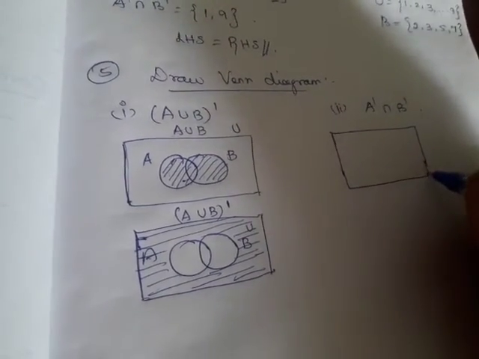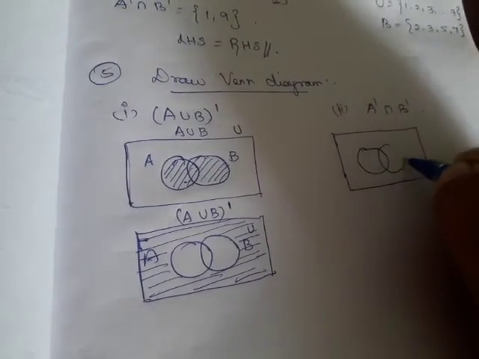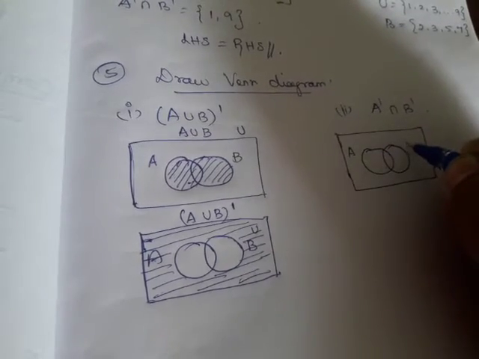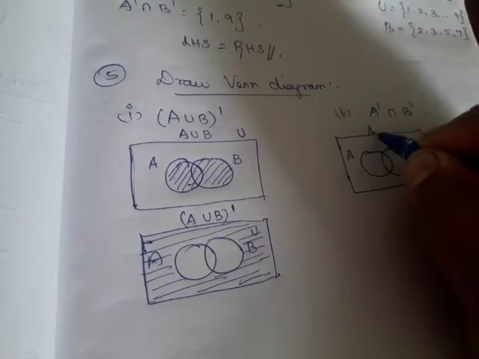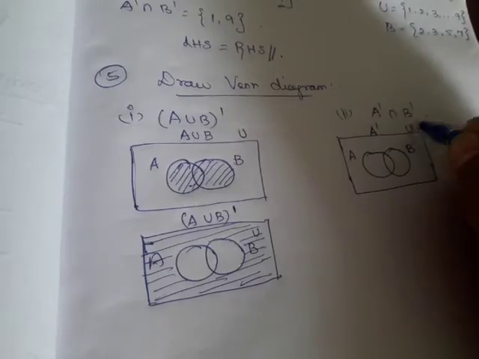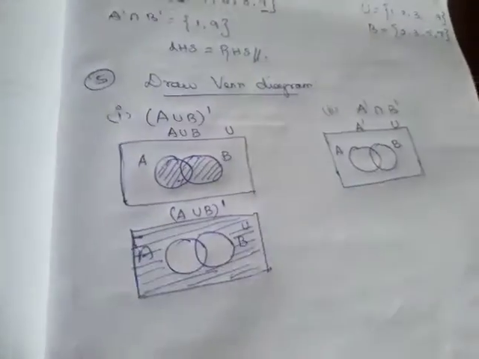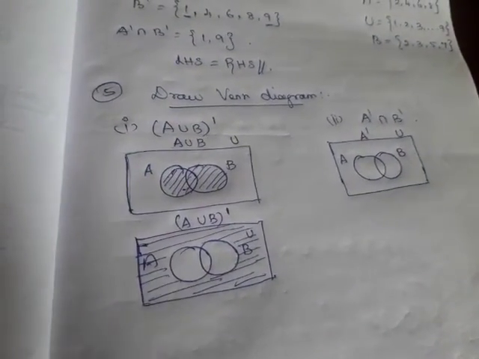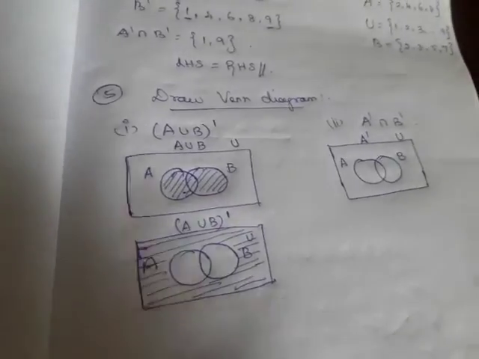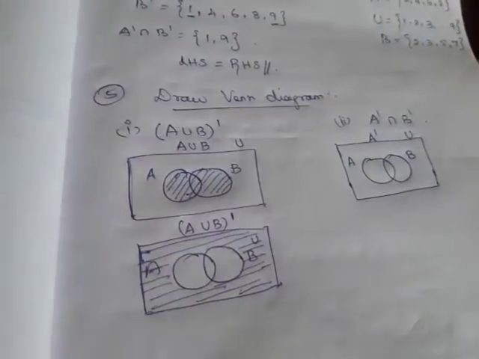Again, draw a rectangle and two circles. This is your A, this is your B, and now we are going to draw A dash. Since we are going to find only A dash, don't draw only a single circle, because the entire question is related to two sets. So for each and every step, you should draw only two circles, right? Now we are going to find A dash.